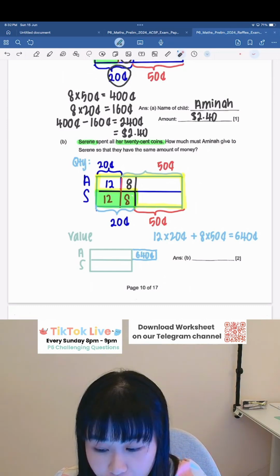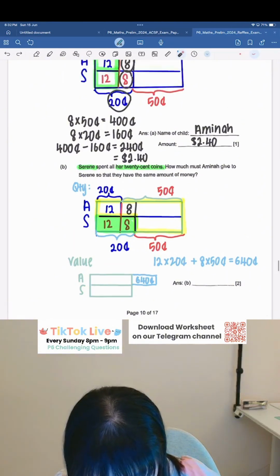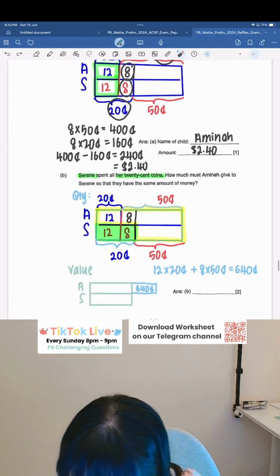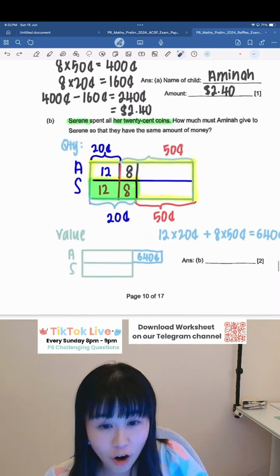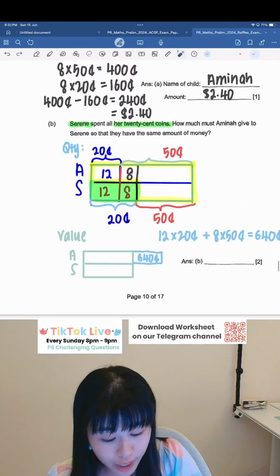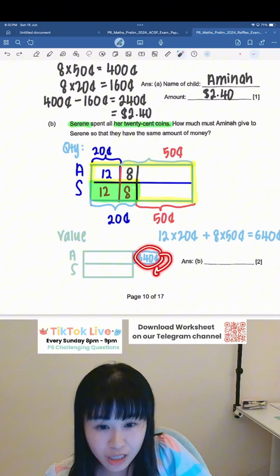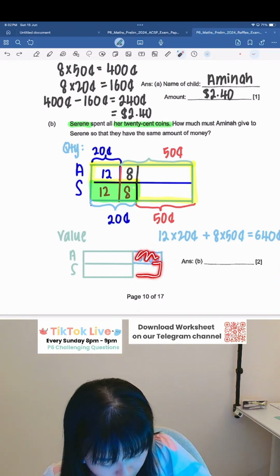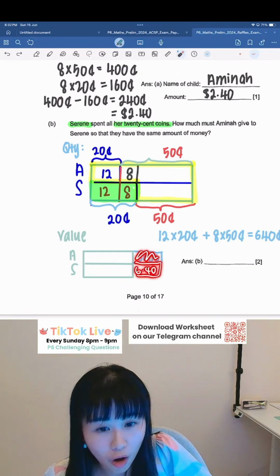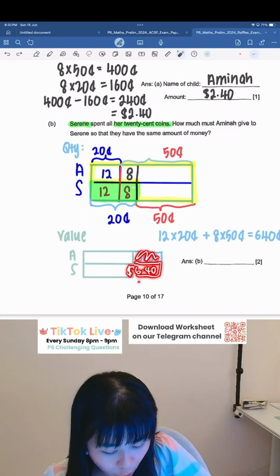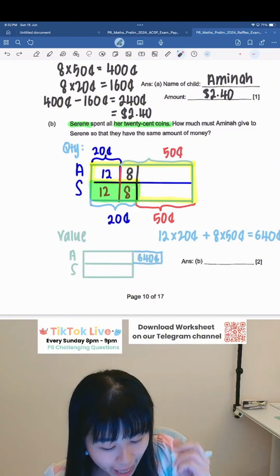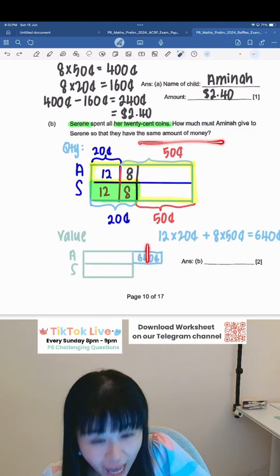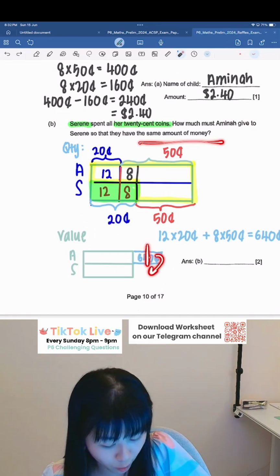I got $3.20 as answer. Okay, then what about the rest? I'm just curious, what are your answers? Yes, $3.20 is correct. Not 640 but 320, because if you just pass over the 640, then Serene will become 640 more, or $6.40 more. We don't want that. We want it to be the same, so it means they must give half of this over. Then they will have the same.